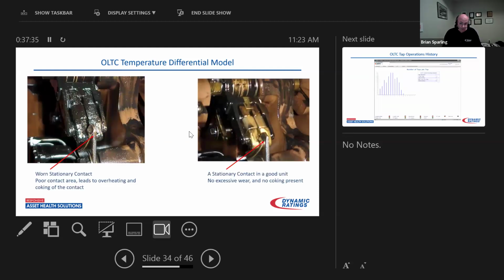And this is what some people have found inside. And what you see on the left-hand side is a picture of a worn, excessively worn stationary contact.